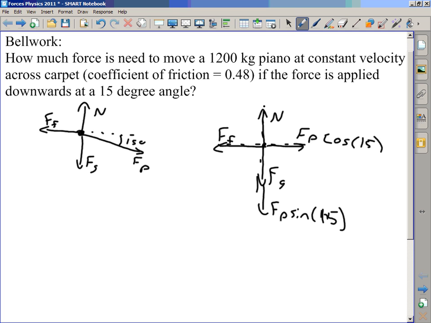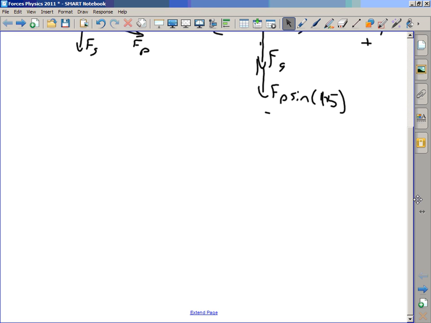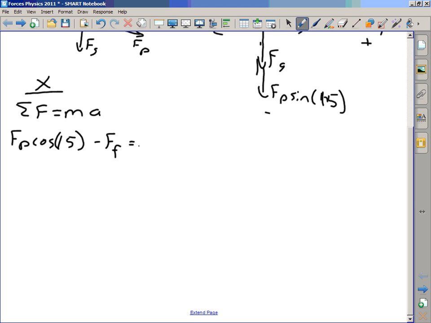Next step, what is it? Positives, negatives, right? Which way do you want to do positive in the y? Okay, I think you already answered my next question too. All right, so there we go. Next, as y'all said, x and y axis. So I'm going to scroll down a little bit so I've got room to do this. In the x-axis, sum of the forces equals ma. And in the x-axis, we had Fp cosine 15 minus the force of friction equals ma.